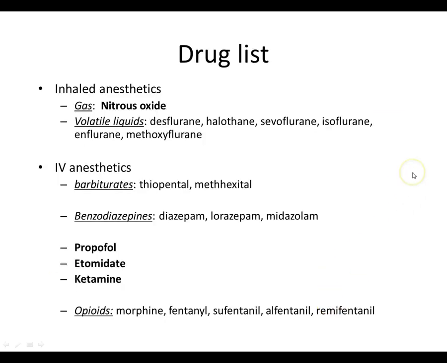Here are the drugs that we'll be discussing in this lecture, and they're organized by their mode of administration. The inhaled anesthetics include the gas nitrous oxide and also liquids that are highly volatile, so they will give off gas that can be inhaled. All of the volatile liquids are listed here. We'll also discuss several IV anesthetics, and they have different chemical and structural classes, and some of them have quite different mechanisms.